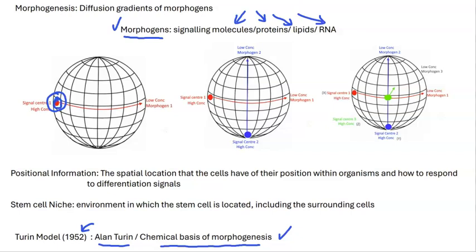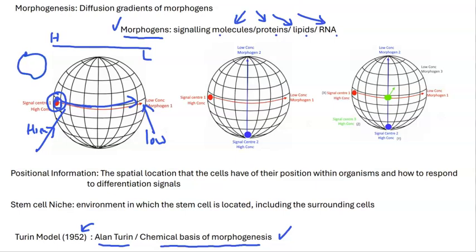This means that as it diffuses outwards along this axis, we would have a high concentration at this end, and a low concentration of the morphogen at this end. So the cells from left to right in the diagram have a position on a single axis, from high to low. Now it's suggested that what's actually happening is that the signal molecules, the proteins, lipids or RNA, are adding special receptors to the cell membranes.